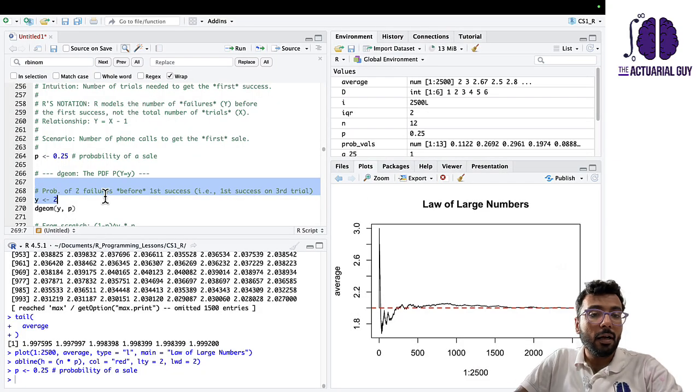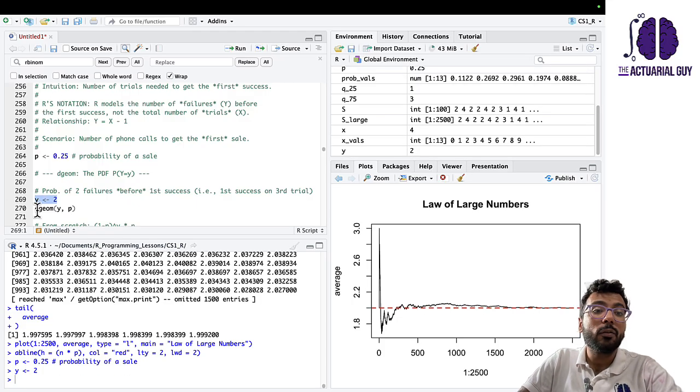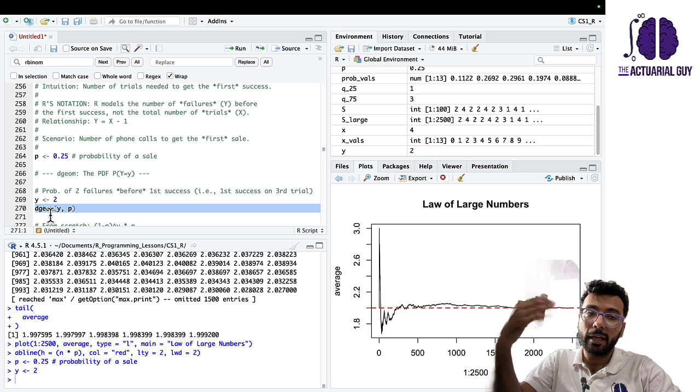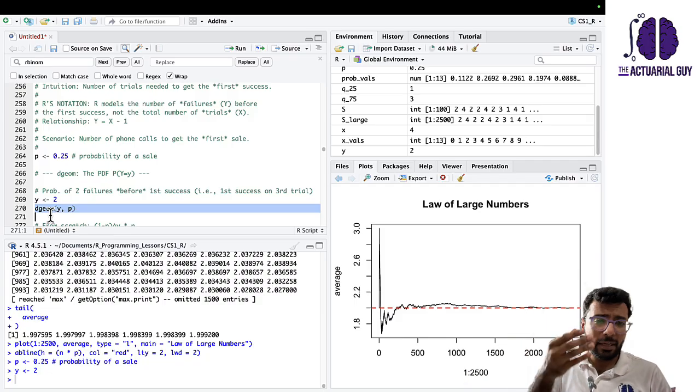Now based on that, the probability that there are 2 failures before the first success, that is, the first success is on the third trial, you let y equal to 2, and then you use dgeom. Earlier we were using dbinom for the binomial distribution's probability, calculating the probability that X is equal to 2, that is, you get 2 successes out of n trials in a binomial distribution. That was done through dbinom. Here it's done through dgeom.